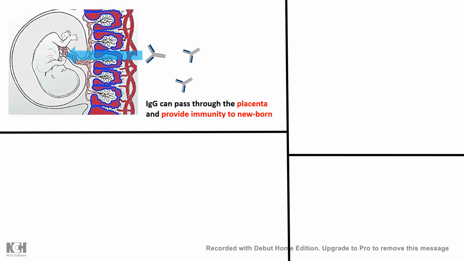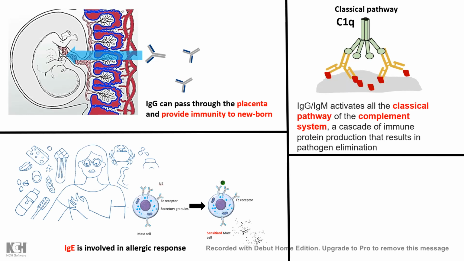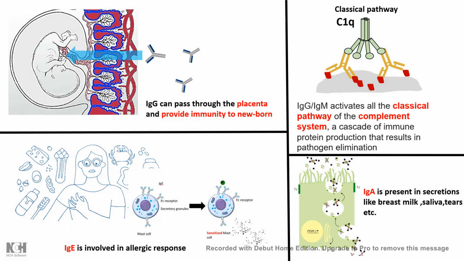Different isotypes have different functions. For example, IgG can pass through the placenta and thereby provide immunity to the newborn. IgE is involved in allergic response, whereas IgM and IgG are involved in the complement pathway and thereby eliminate the pathogen. IgA is prevalently present in secreted fluids like breast milk, saliva, tears, etc., and also helps to provide immunity in newborns. So depending upon the isotypes, the functional diversity is huge.